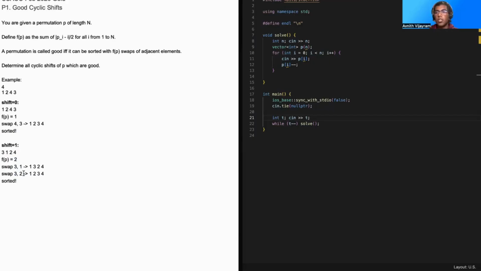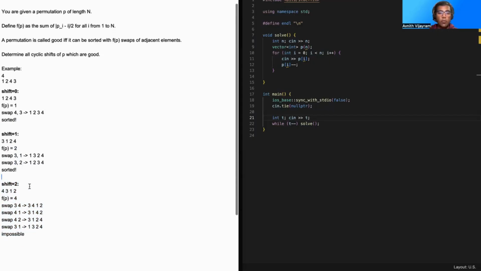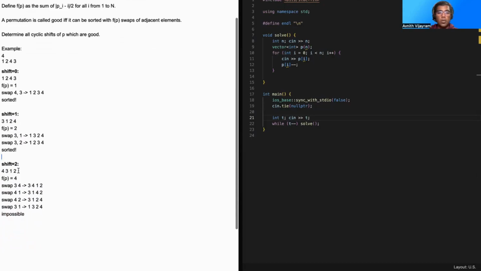On the other hand, the other two shifts are not good. So we can see if we shift it twice, we get 4, 3, 1, 2. And if we calculate f of P, we get 4. But it's not possible to sort this permutation with four swaps of adjacent elements. We can try doing it, but we'll end up one swap short.